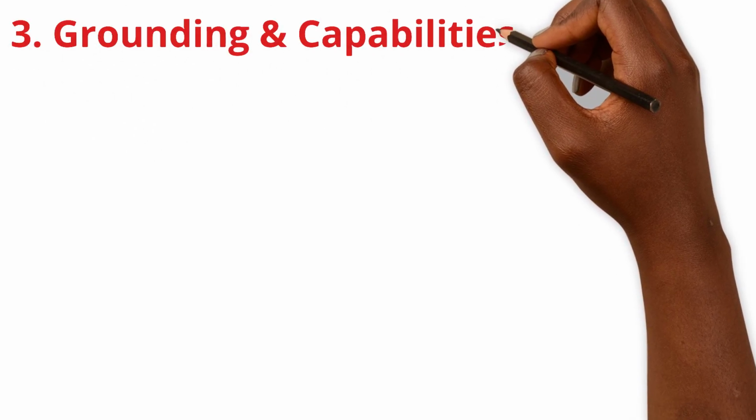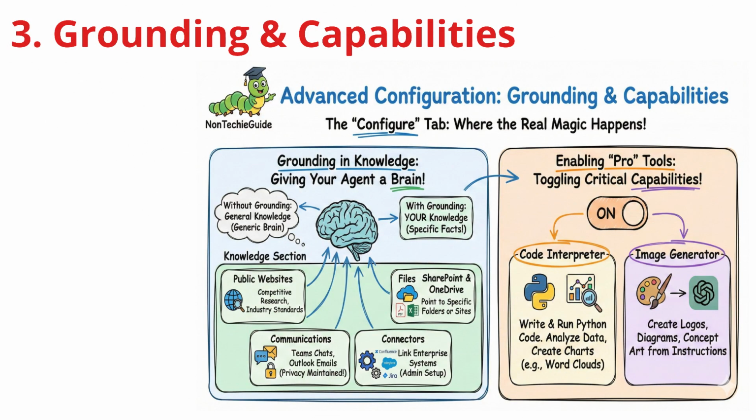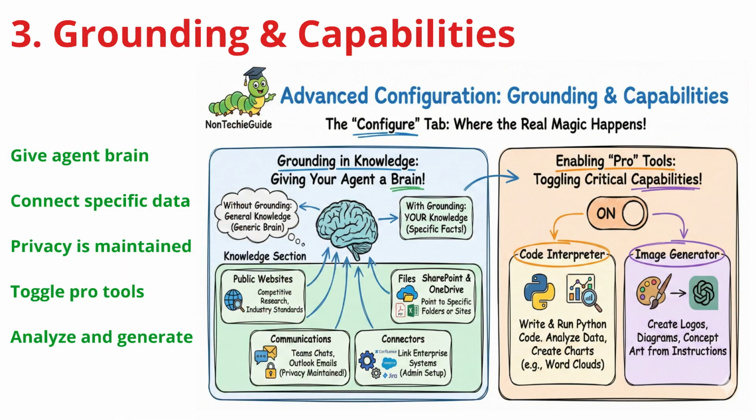Welcome back to the non-techie guide. Now we are diving into the Configure tab, which is where the real magic happens. This is advanced configuration, focusing on two key areas, grounding and capabilities. First, grounding in knowledge is the process of giving your agent a customized brain. Instead of relying on generic internet knowledge, grounding ensures it uses your specific facts. You can populate this brain with public websites for industry research, upload your own files like PDFs and Excel sheets, or point it directly to SharePoint and OneDrive folders. You can even securely ground it in your Teams chats and Outlook emails. And don't worry, privacy is always maintained.